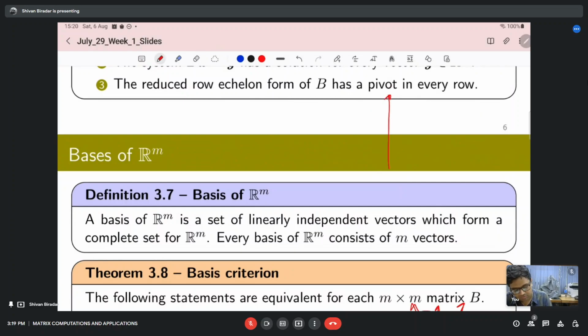So what if you have R3? Let us say this is 2, 0, 0 along x, this is 0, 3, 0 along y, and the z axis is 0, 0, 9.5. Using these three vectors, I can span the whole R3, which means that I can generate any vector in this three-dimensional space. That's why I call these three vectors a basis of R3.